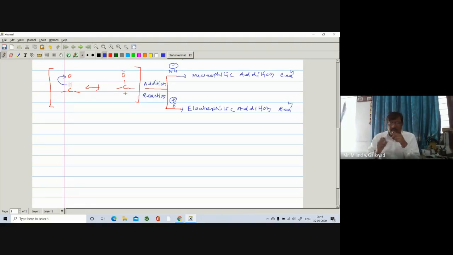So when the nucleophile attacks first, it is called a nucleophilic addition reaction. When the electrophile attacks first, it is an electrophilic addition reaction. Let us see one by one. First, we'll take the nucleophilic addition reaction.